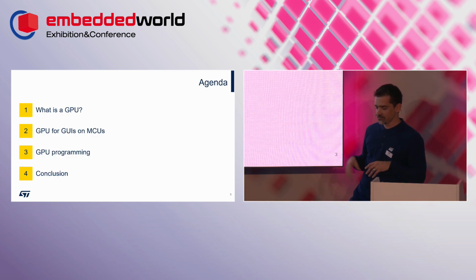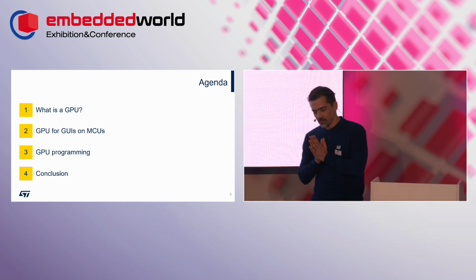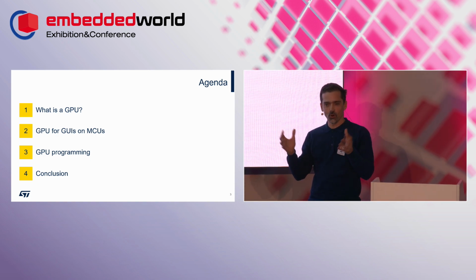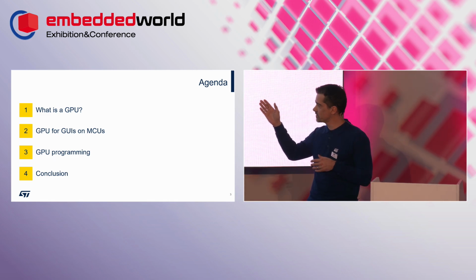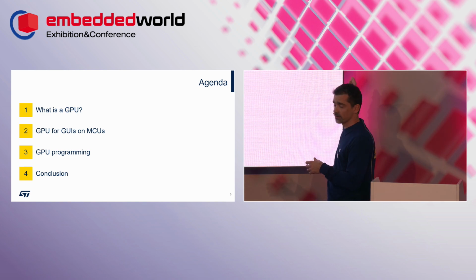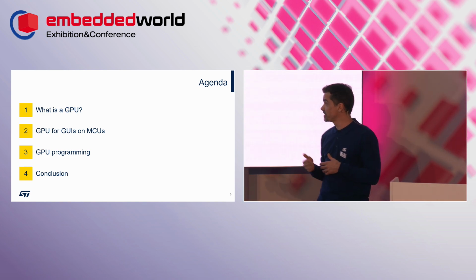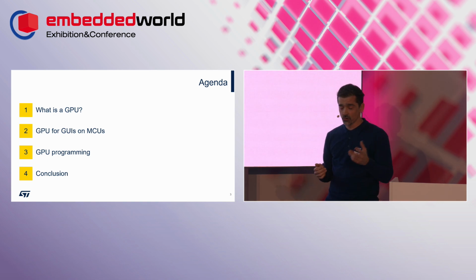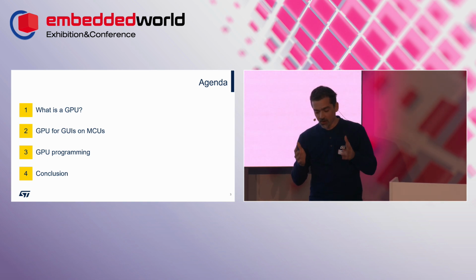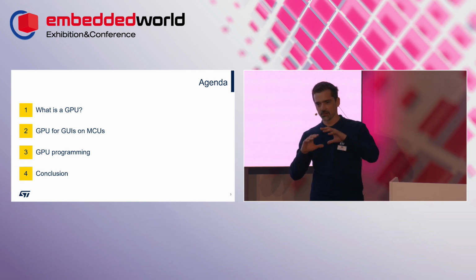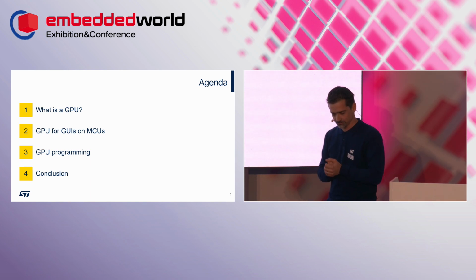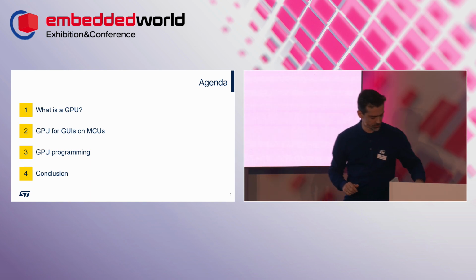So that's the agenda of what we will talk about today. First, we will define, so that we all have the same vocabulary, what is a GPU, what is a graphical processing unit. Then I put a lot of acronyms in the second step, because it was a too long line otherwise. So a graphical processing unit for graphical user interface on microcontroller units. How can a GPU help in this task on microcontrollers? Then we will address as well the GPU programming, because it's a more complex device. And we will step to the conclusion.